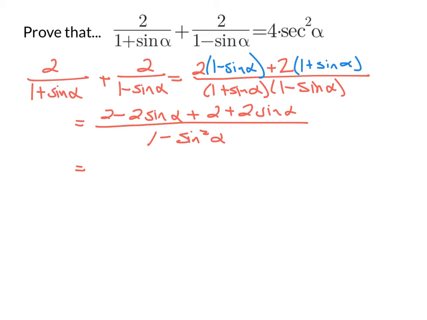Anyway, back to simplifying this thing. In the numerator, I have a minus 2 sine of theta and a plus 2 sine of theta that are going to cancel. So when we simplify the numerator, we'll just have 2 plus 2, which is 4. In the denominator, 1 minus sine squared. That should be standing out to you as a Pythagorean identity by now. That is cosine squared. And the reciprocal of cosine is secant. So those two fractions added together equals 4 secant squared of alpha.